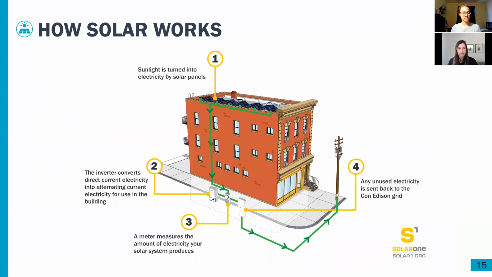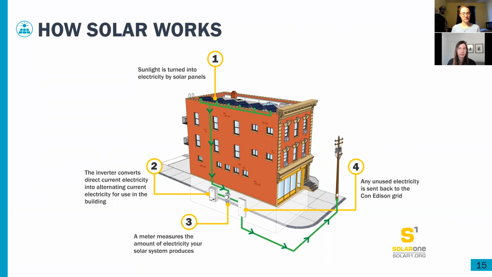This is a simplified diagram of how solar works. The panels will sit on the roof, typically in New York City. The sunlight hits the panels and they generate electricity. That electricity travels to a piece of equipment called an inverter, which sometimes is in the basement, sometimes will be placed on a roof. It's a small piece of equipment. And that inverter converts the direct current electricity into alternating current so that it can be used in the building.